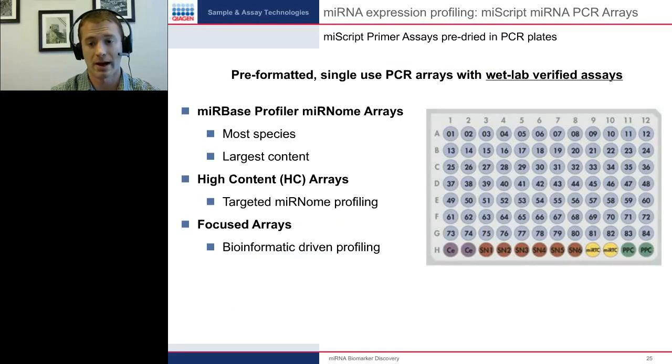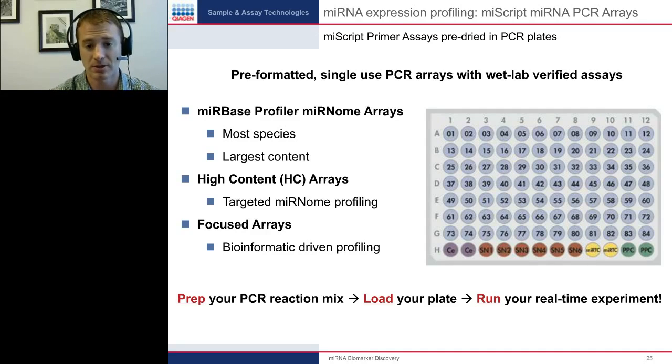Now looking more at the second component of the microscript PCR system, this is the microscript microRNA PCR arrays. Basically, these are individual mature microRNA primer assays that are pre-dried in PCR plates. These are pre-formatted single-use plates with wet lab verified assays. And just as an overview, we offer arrays for micronome profiling, targeted micronome profiling, or bioinformatic-driven profiling. I'll go over these in more detail in the coming slides. But the greatest advantage of these is that you simply prep your PCR reaction mix, load your plate, and run your real-time experiment. There's no individual pipetting of primers.